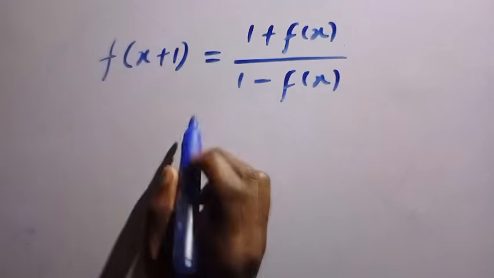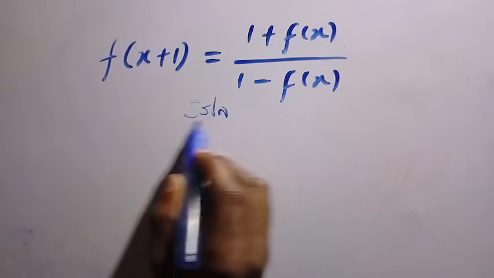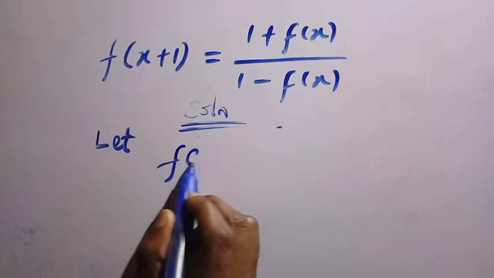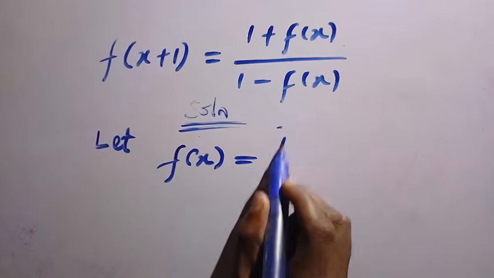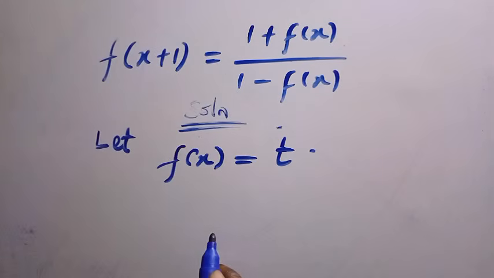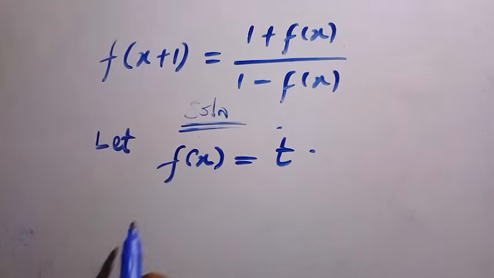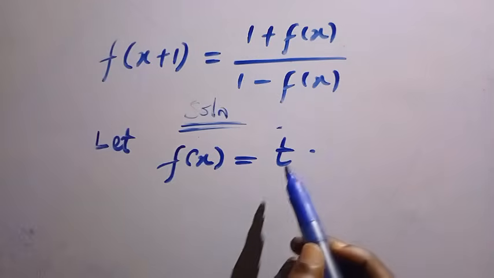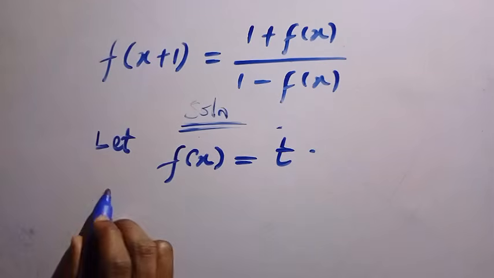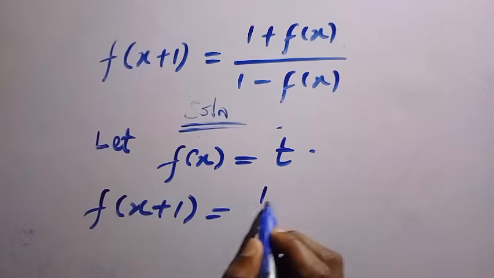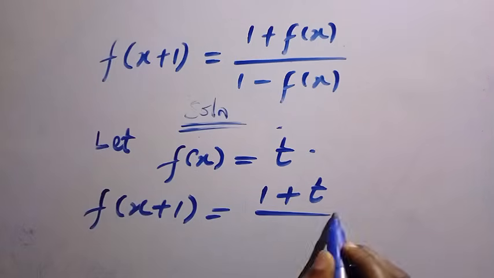So here is the first thing we are going to do. Let's consider the solution. Suppose I let f(x) = t. From here we are given f(x+1). If I replace f(x) here with t, what we have is f(x+1) = (1 + t) / (1 - t).